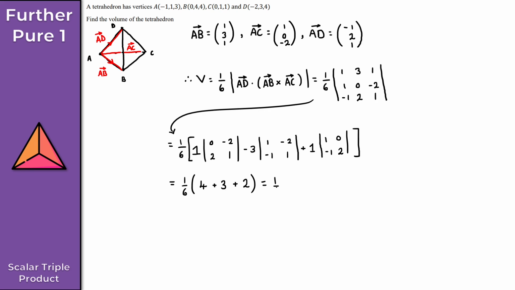We get 1 over 6 times 9, which gives us 9 over 6, which is just the same as 3 over 2. Okay, and there we have it. So this 3 over 2 is the volume of the tetrahedron. So let's just write that down as well. So volume is equal to 3 over 2 there.